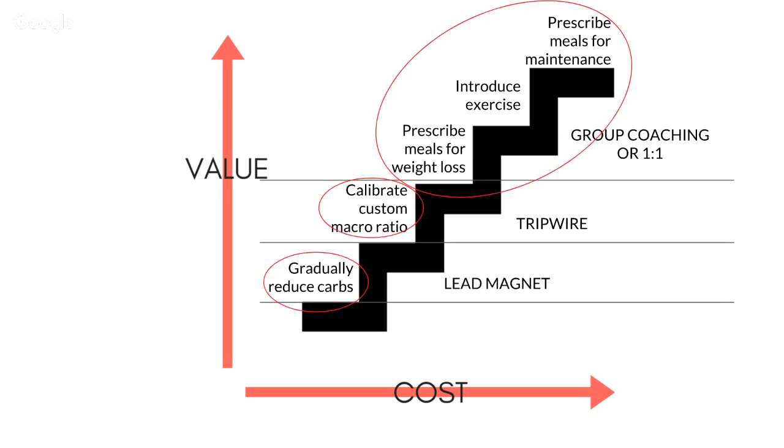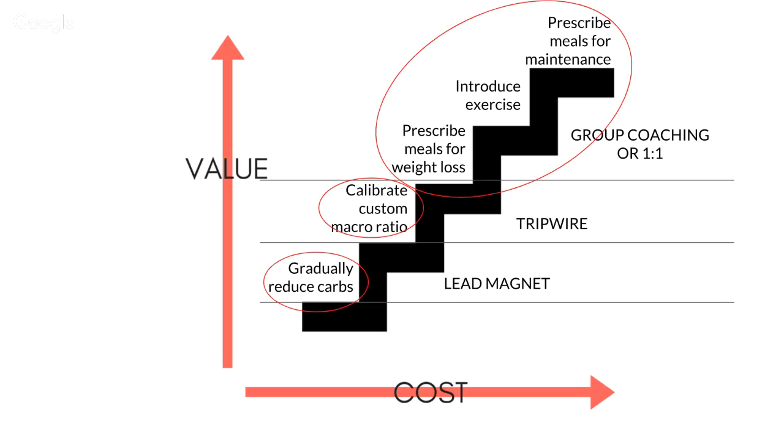Okay, so if I were to group this into offers, here's how I would do it. Down at the bottom, I would make the task or the solving this problem be gradually reducing carbs. That would be the lead magnet. That would be the first step in that person's value ladder.